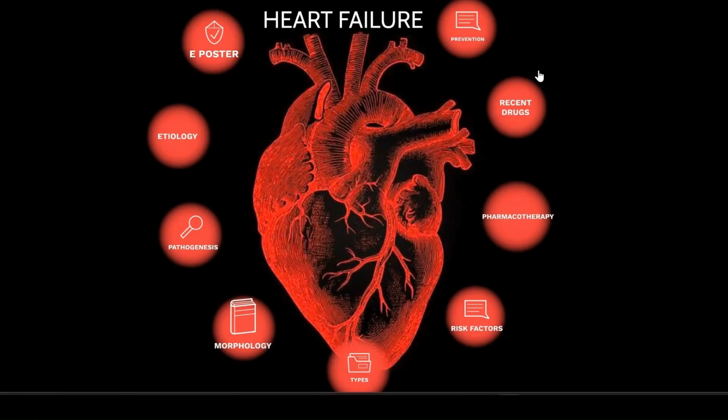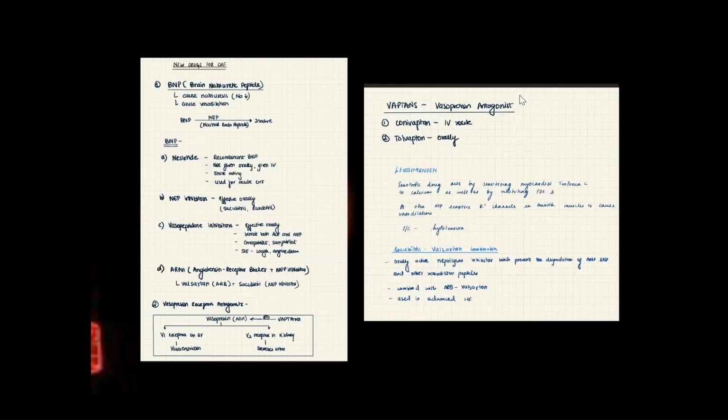Now let's look at the recent drugs for congestive heart failure. First, we have BNP, which is brain natriuretic peptide. It causes natriuresis, which is a reduction of sodium in the body, and causes vasodilation. Under BNP, it includes nesiritide, which is recombinant BNP. It is not given orally and is given intravenously. It is short-acting and used for acute congestive heart failure.